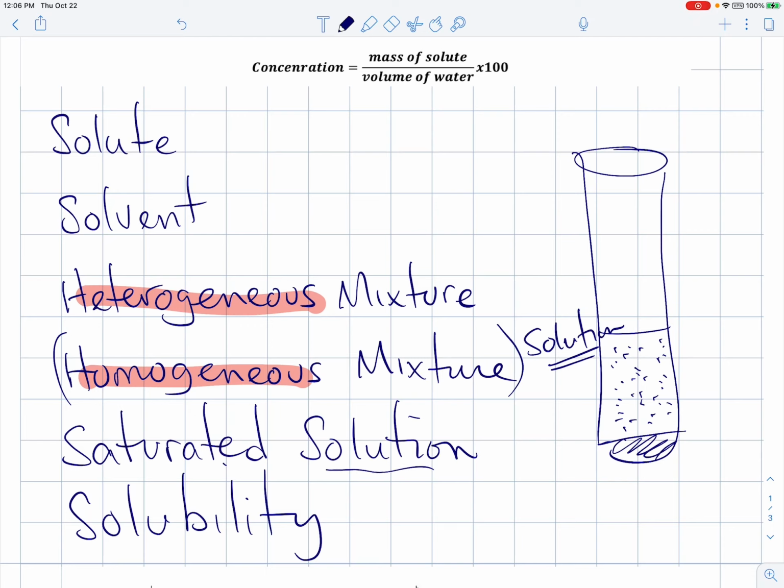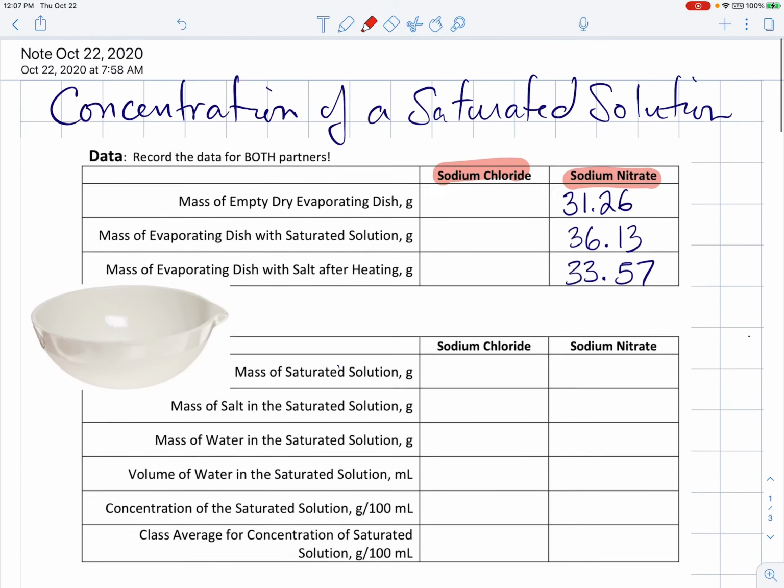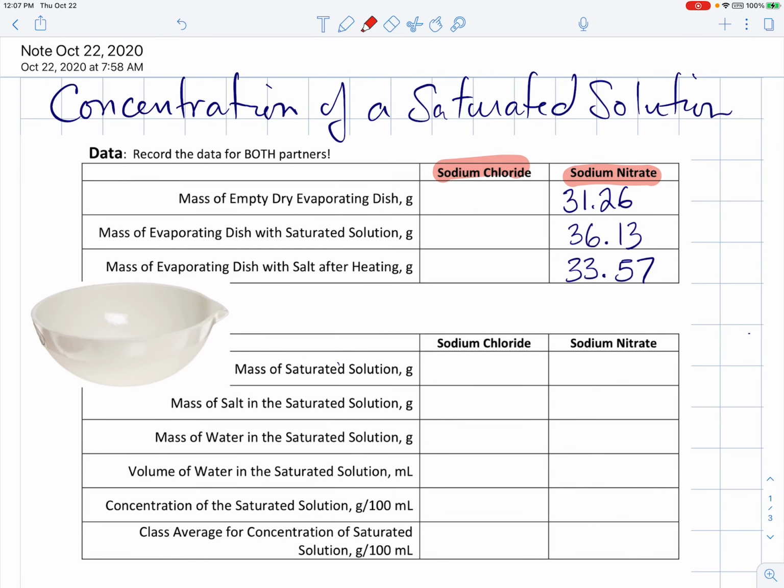So the solution that we had at that moment was said to be saturated. It was not able to dissolve any more salt. It had reached its highest possible concentration. That's what a saturated solution is. The purpose of the experiment was to calculate the concentration of that saturated solution. The concentration of a saturated solution is called the solubility of the salt at that temperature. So solubility is the concentration of a saturated solution at a certain temperature. So that's what we're doing in this experiment.